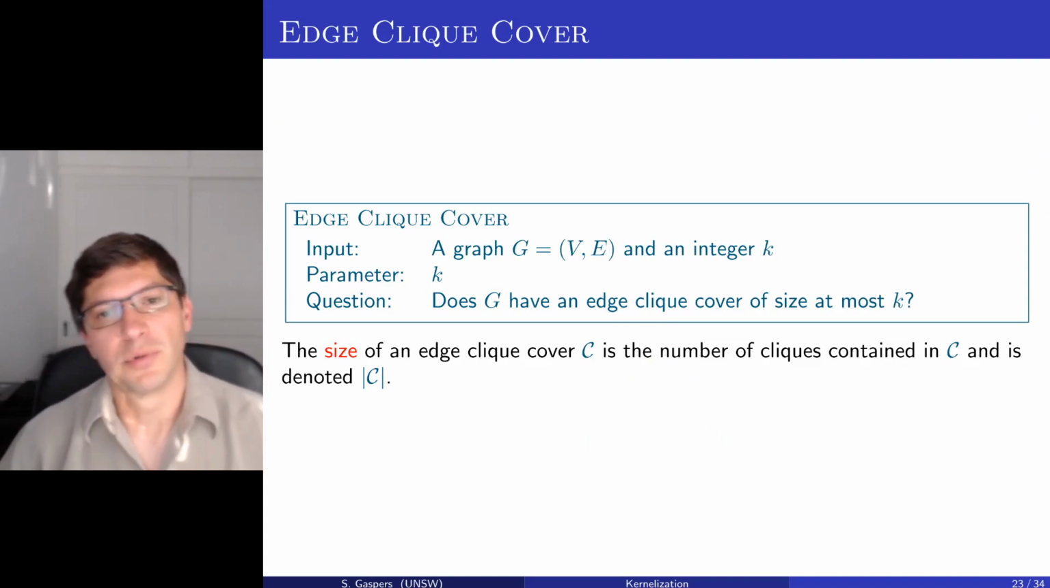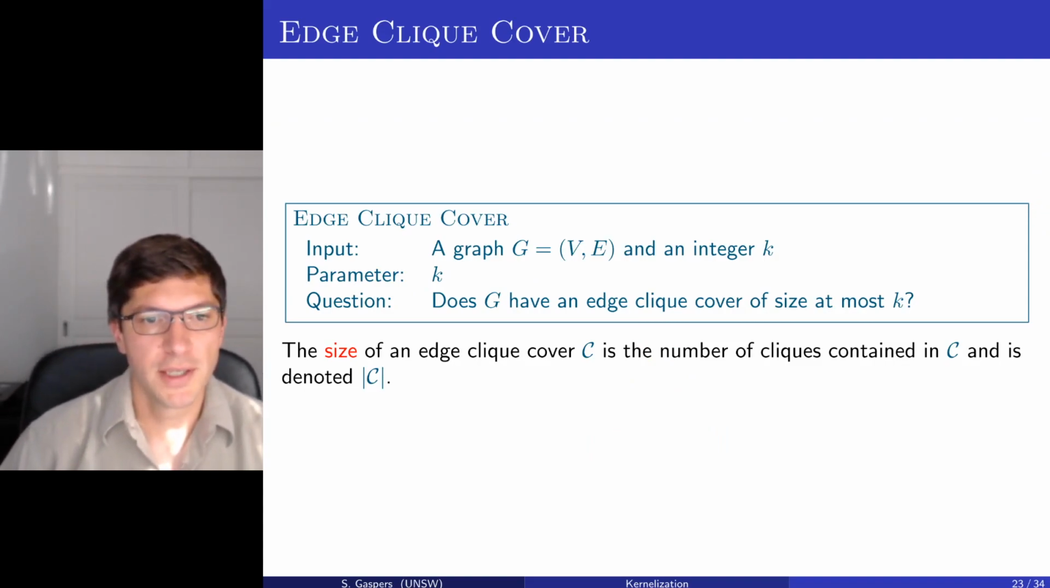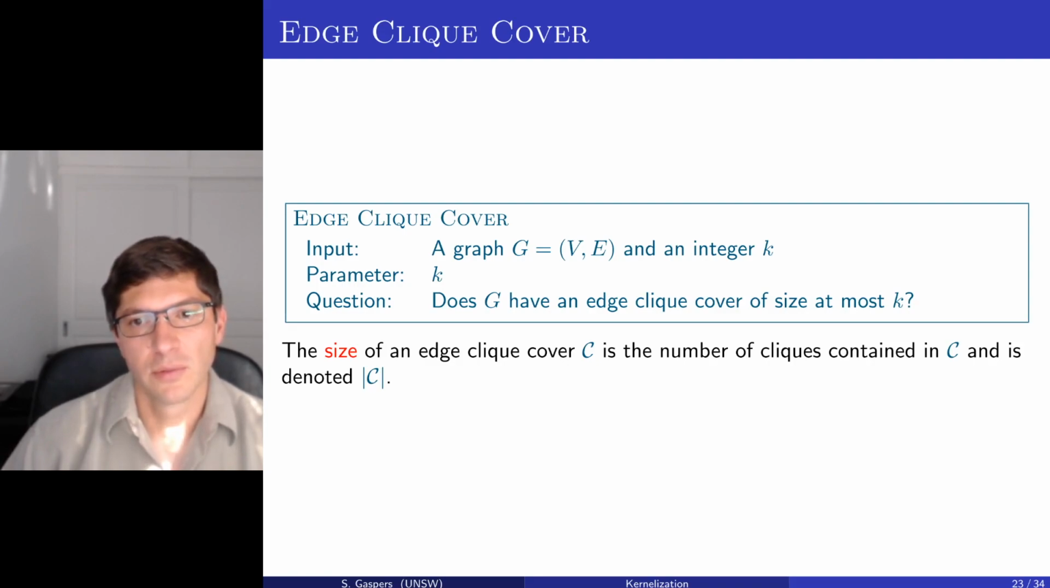So in the edge clique cover problem, we have as input a graph G and an integer k. The parameter is k, and the question is whether G has an edge clique cover of size at most k. So whether there are at most k cliques that cover all the edges of G.